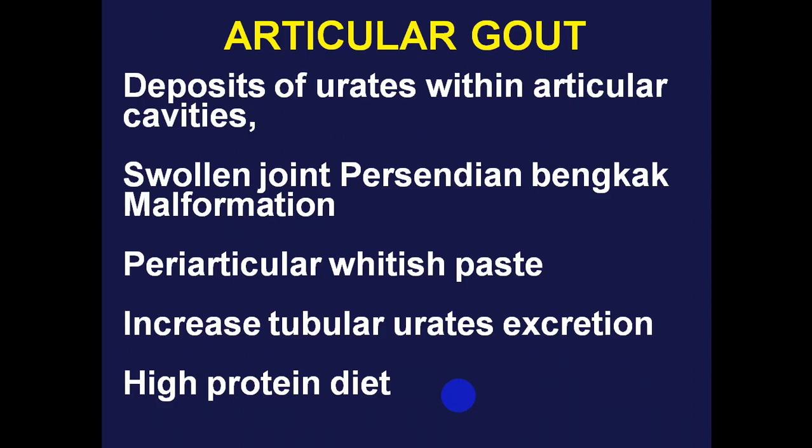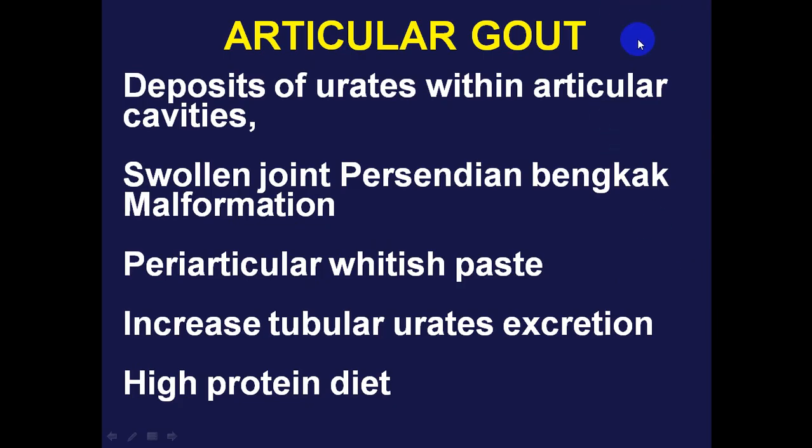We can find this articular gout in all mammals, including humans, and also in, I think, avian and also reptiles. What we can find is there is a swollen joint here, there is malformation of joints, and then there is a whitish paste. So this uric acid will form sort of whitish paste material that accumulated in the articular or in the joints. Okay.